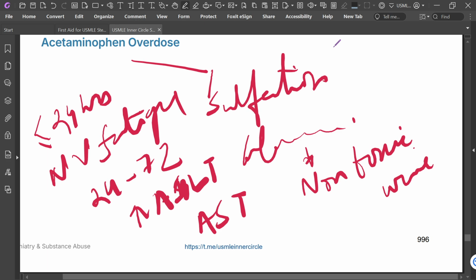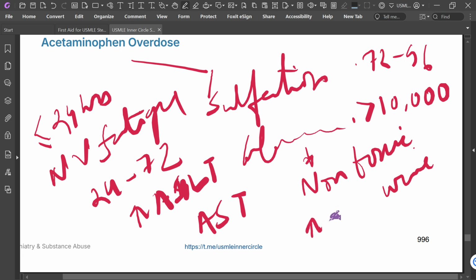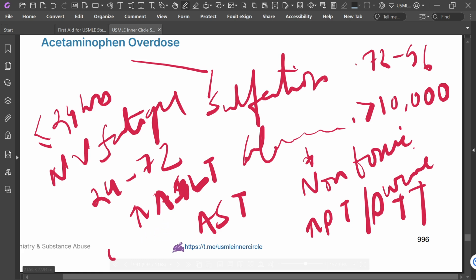At 72 to 96 hours, AST and ALT may peak, sometimes more than 10,000. PTT is high, and there may be hypoglycemia, lactic acidosis, increased bilirubin, and acute kidney injury. Within 4 to 14 days, there may be recovery.